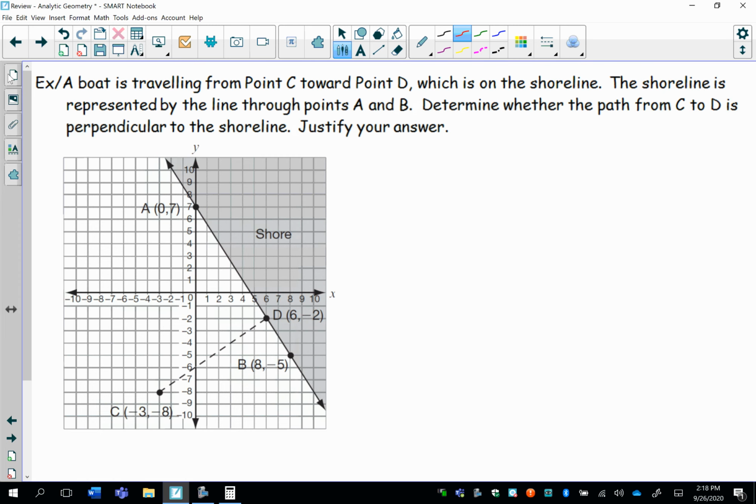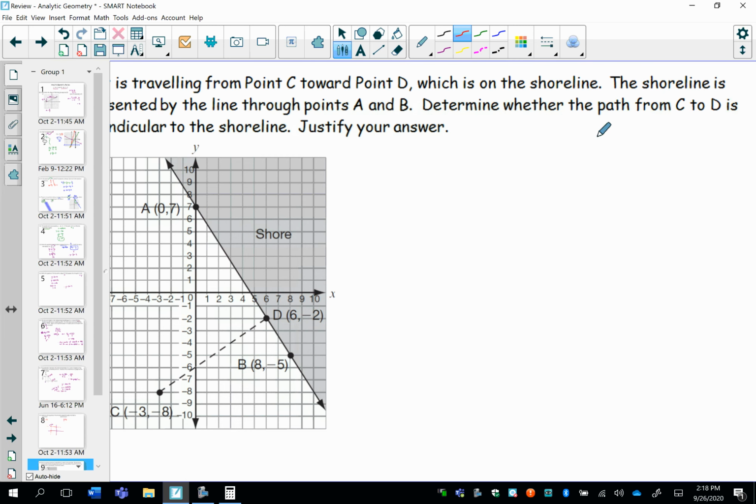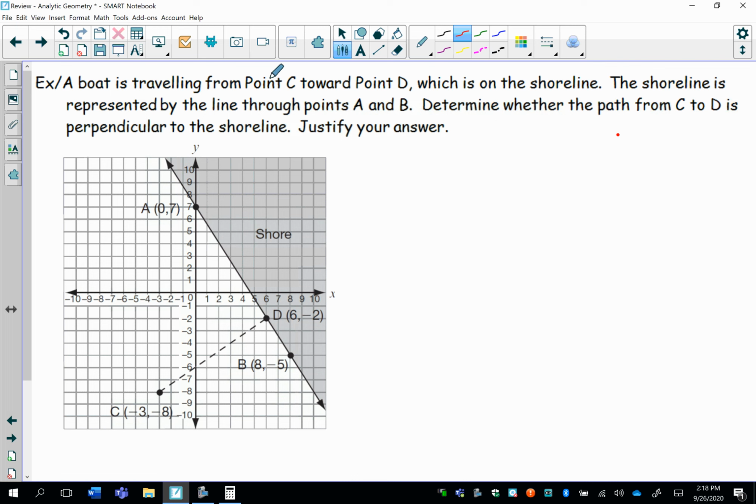Okay, let's try, I think we got, what, 2 more? 1, 2, yep, 2 more. Okay, a boat is traveling from point C towards point D. So it's down here, and it's going that way. Okay, good job on the arrow there. Which is on the shoreline. The shoreline is represented by the lines through points A and B. So A and B is my shoreline. It says to determine whether the path from C to D is perpendicular to the shore.